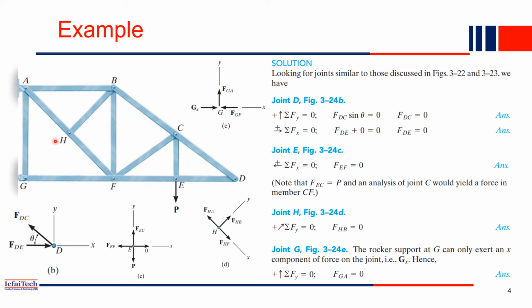Now come to joint H. What will happen at joint H? At joint H, a total of three bars are connected: 1, 2 and 3. If you see, this vertical bar is a single one, with no other inclined bar. So by looking only, we can tell that FH is equal to 0. We do not need to do a joint analysis for this. By looking only, we can tell this is also a zero force member.